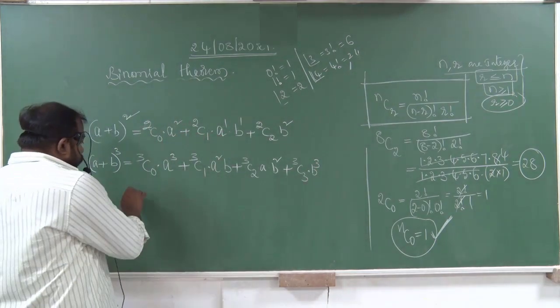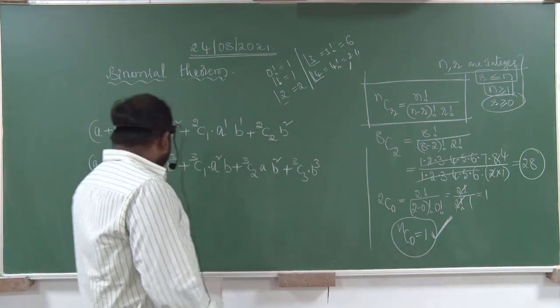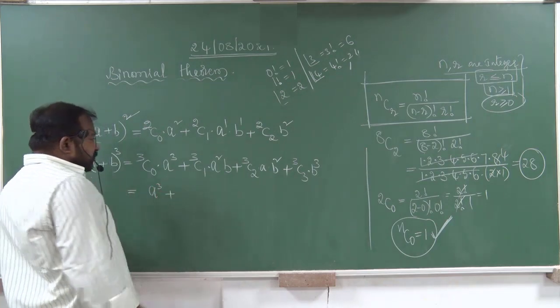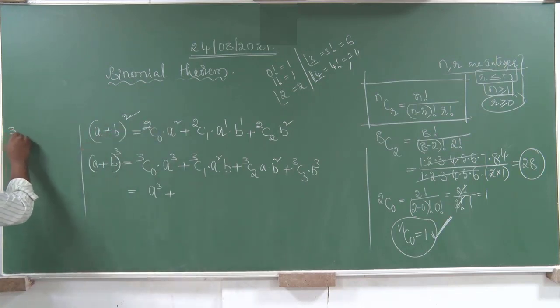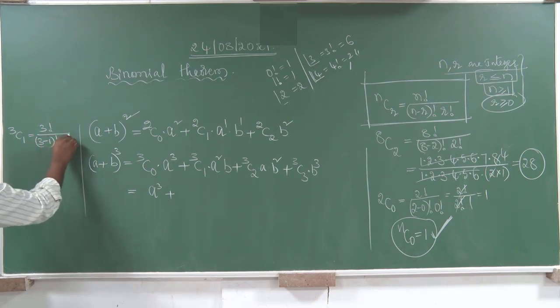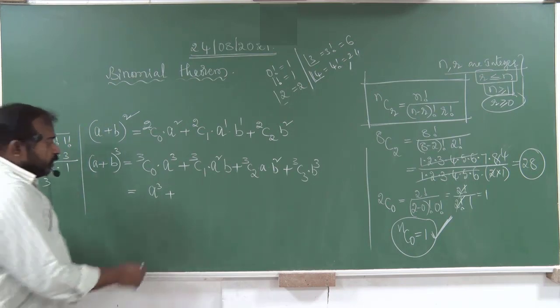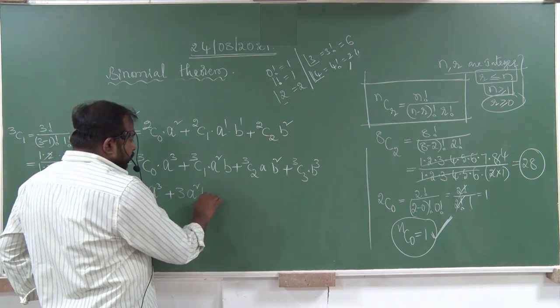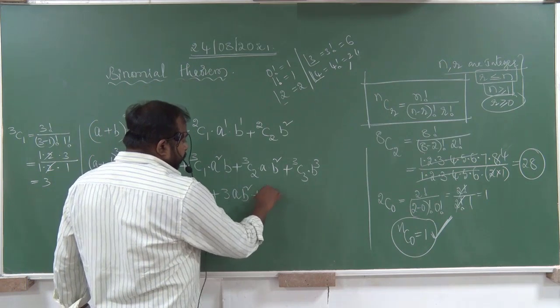Now if you calculate the value, 3C0, what is the NC0 value? 1. So here you will get a cube plus 3C1. Calculate the value according to the NCR formula. 3C1 means 3 factorial by (3 minus 1) factorial into 1 factorial. 3 factorial means 1 into 2 into 3. 3 minus 1 means 2 factorial, which is 1 into 2. 1 factorial means 1. Both get cancelled, giving 3. So here you will get 3a square b. Even the 3C2 value you can calculate. 3 only you will get, 3ab square plus b cube.